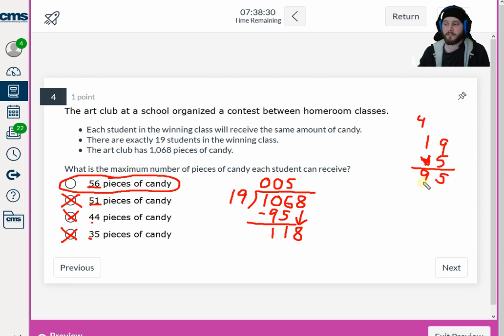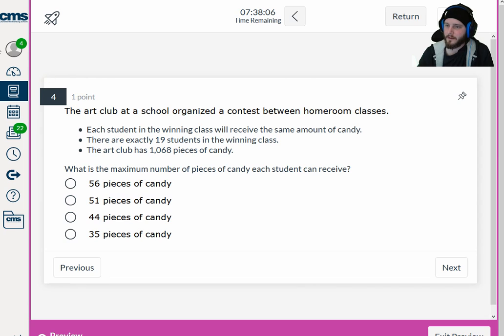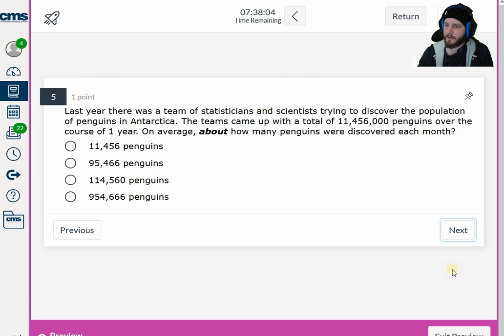Which, if you did run the math and add 1 more 19 here to give you 6 19s, that would give you a 4, carry the 1, that would give you 114. So if you really wanted to, that is how this problem would end up shaping out. So that is going to be it for number 4. Let's go ahead and clear the board, mark the answer, and move on.